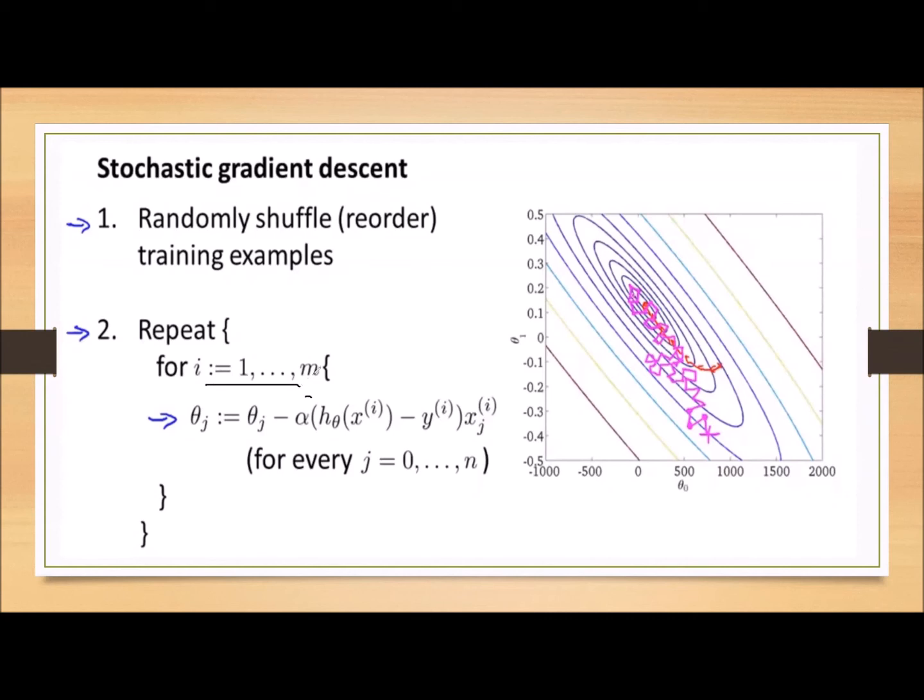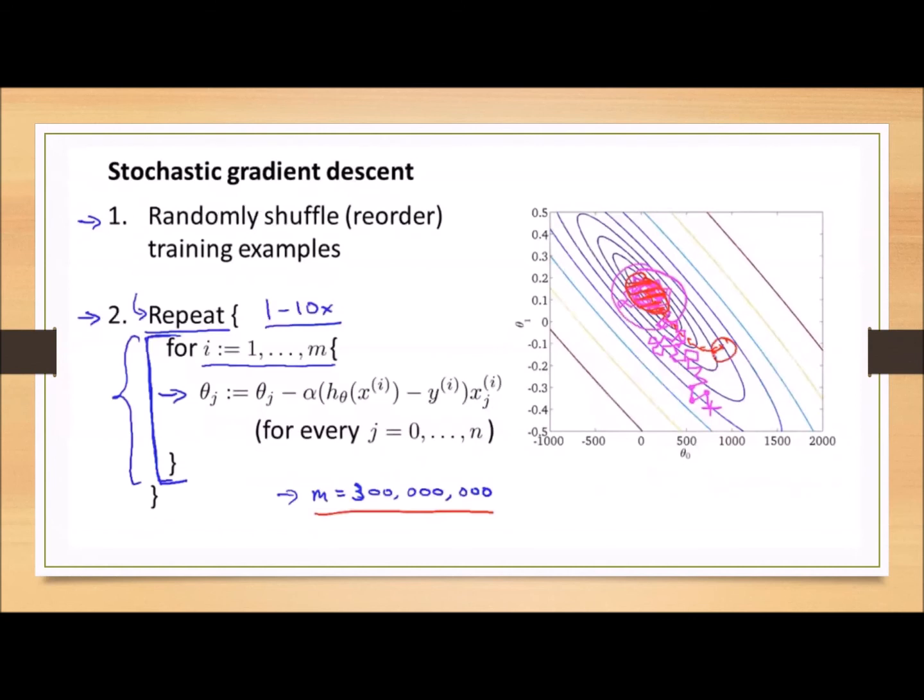And we are iterating by using the for loop from 1 to m training samples. And in the outer loop, you can observe there is a repeat. So this process can be repeated 1 to 10 times. If we have 30 crore training samples, then there is no need to repeat. If we do this process only one time, that would be sufficient. If our training samples are 1 crore, then we may do the outer loop process 1 to 10 times based on our requirement. If we feel the theta values we are getting are not giving the minimum of the cost function, then we may repeat the same process.